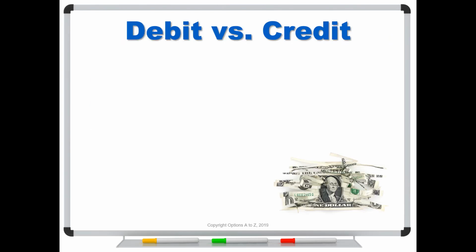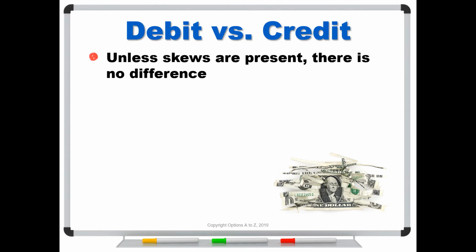So first of all, debit versus credit. Unless skews are present, there is no difference. Take your choice. Debit, credit, it's not going to make a bit of difference. Again, unless there is a skew that's giving you a mathematical advantage. And as I also talked about in a recent video, it might be due to a morph. And that might make us lean towards a debit or a credit.